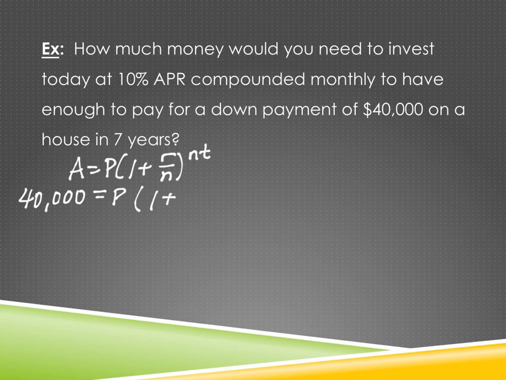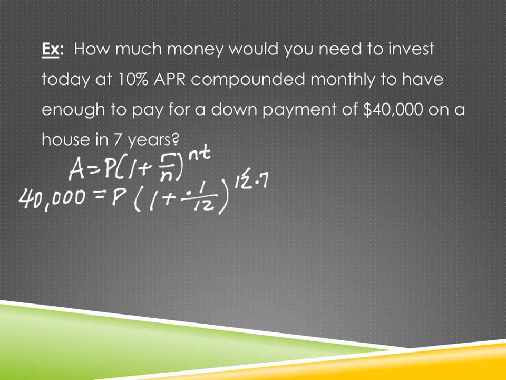1 plus R, my interest rate, which is 10% here. So what is 10% as a decimal? 0.1. Divided by what? 12, because it's compounded monthly. It's raised to the 12, but this time I know the years. It is 7. Okay, everybody good?